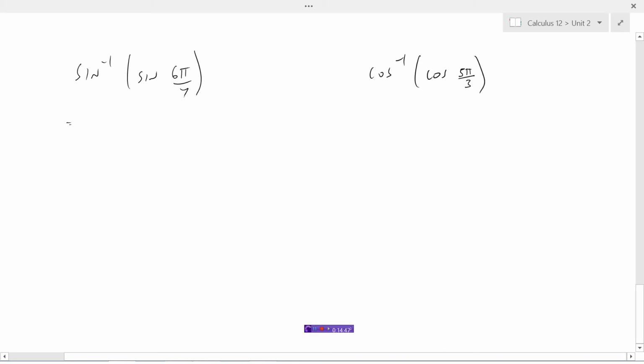We could also look at doing questions like this. What is the inverse sine of the sine of 6 pi over 7? And then we'll also look at what's the inverse cosine of the cosine of 5 pi over 3.